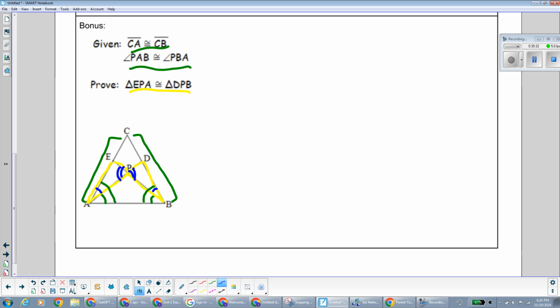And then finally, in this inner triangle over here, from our givens, we know it has two equal angles, angle PAB and angle PBA. And just like if a triangle has two equal sides, it has two equal angles, if a triangle has two equal angles, it has two equal sides, the converse of the base angle theorem. And that's these sides. That would give us angle, side, angle. And that's it. Let me write this up.